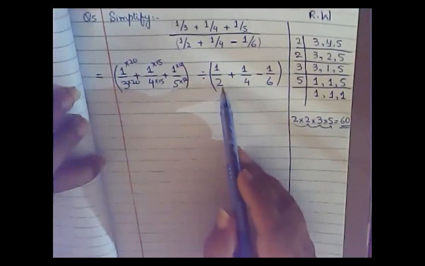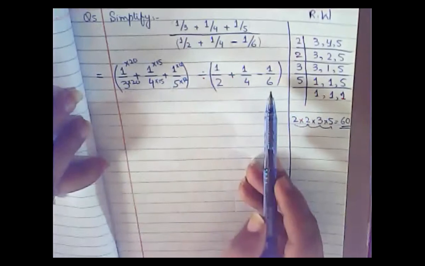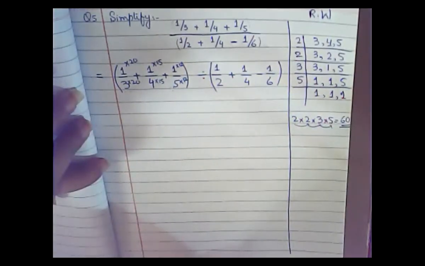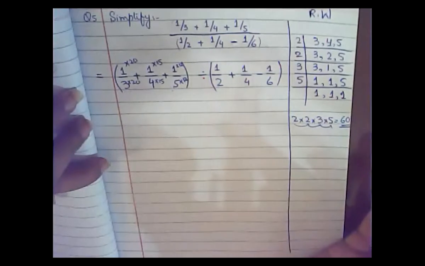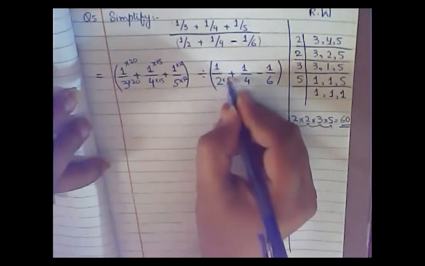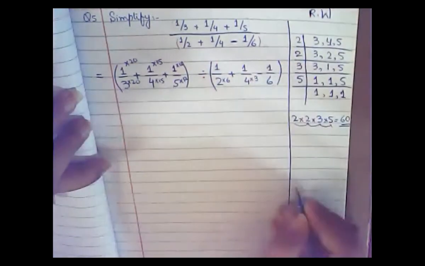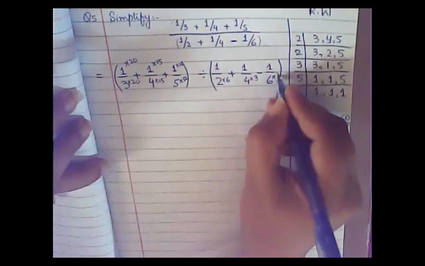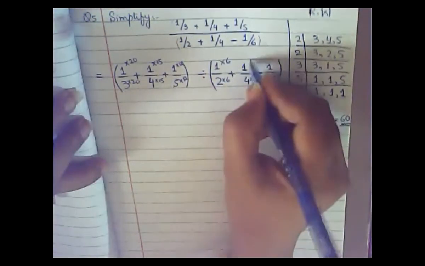Now in the next bracket, you have 2, 4 and 6. Again, you have to make the denominators common here. But there is no need to take the LCM, because for 2, 4 and 6, what will be the common number here? Obviously 12. 2 multiplied by 6 will become 12. 4 multiplied by 3 will become 12. And 6 multiplied by 2 will become 12. Simply multiply the numerators as well.